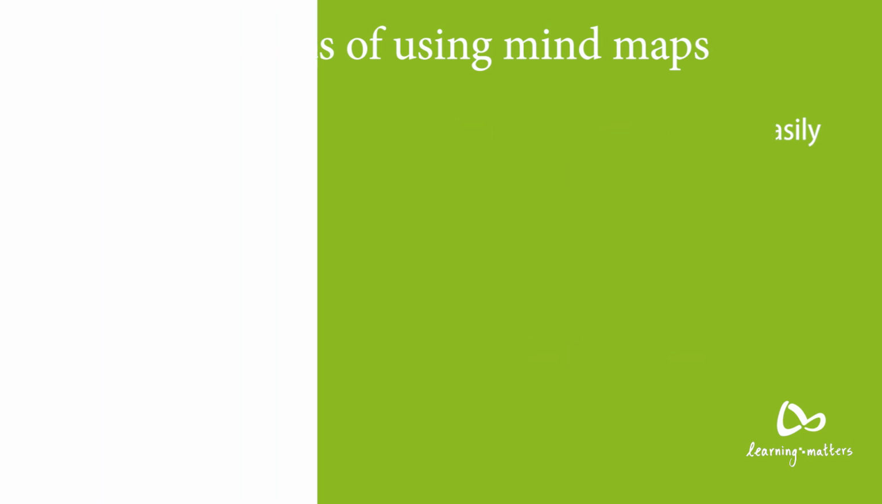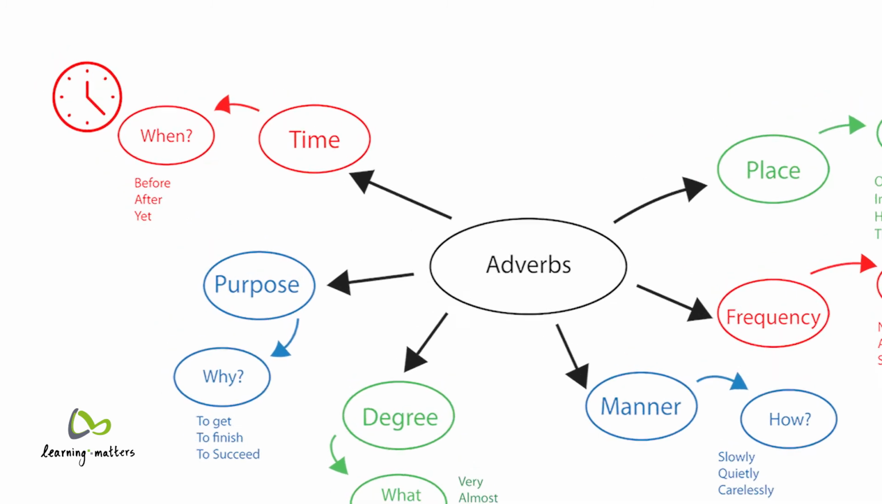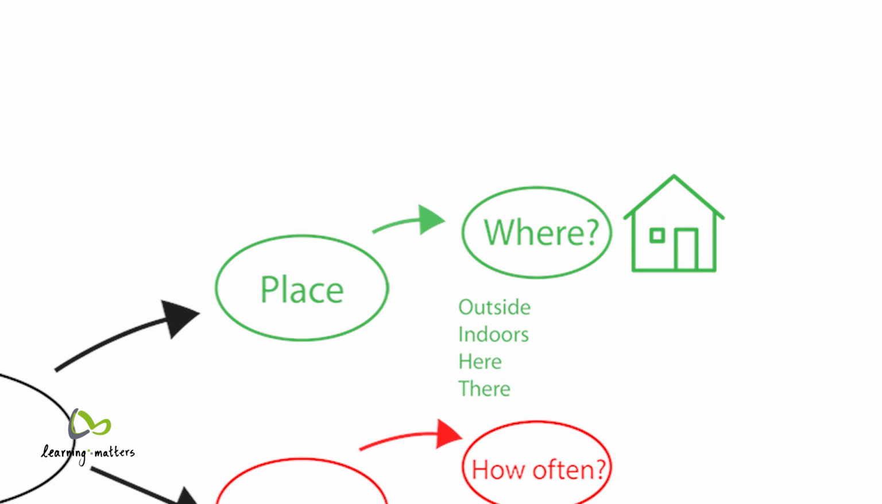Encourage your students to use different colors to organize the different sections of their mind map so that it becomes color-coded. In addition, have them draw a lot of images and pictures, whatever helps them remember information better. For example, I've drawn a clock here to show the adverb of time, and I've drawn a little house here to indicate adverbs of place.